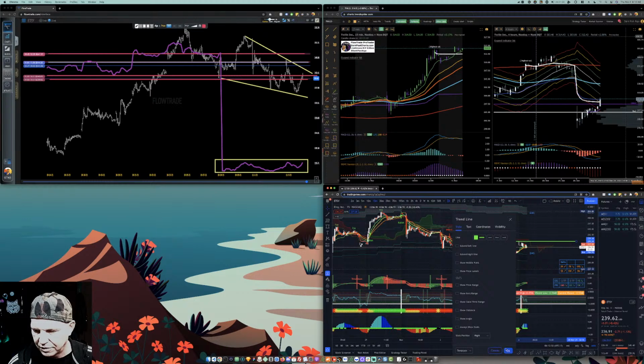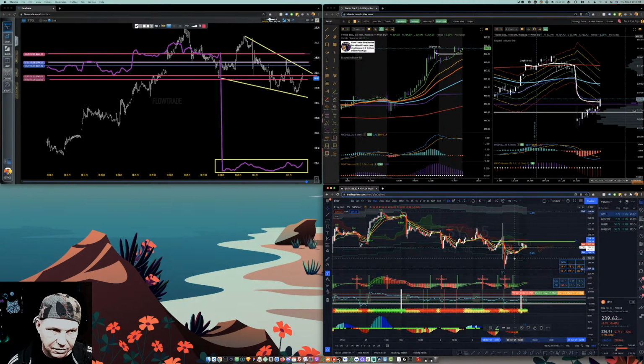All right, so I think Etsy's going to rally into this level here, this 239, which is its regular block level. If it can get back up above it and back test it and use it as support, it's got room to the 4-hour top at 251. All right, that was Etsy.